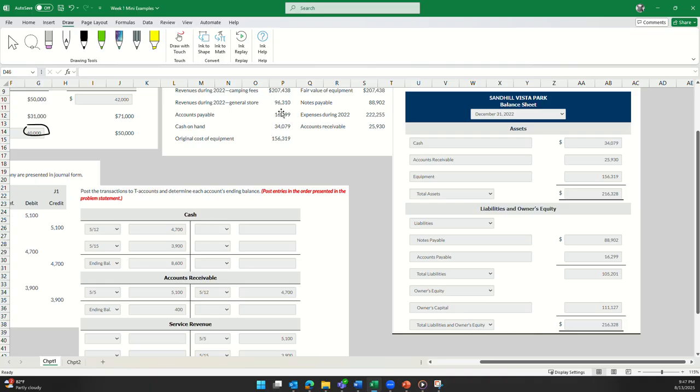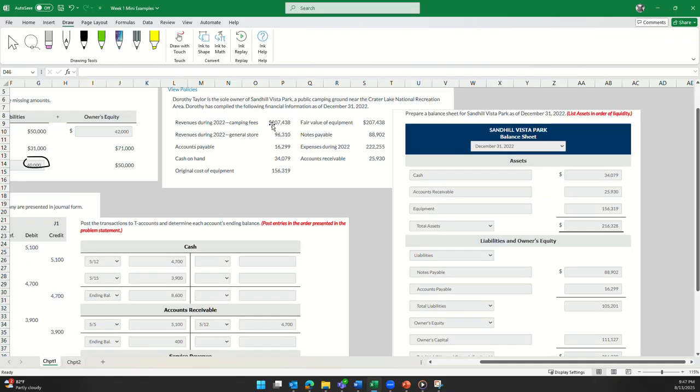It asks for the balance sheet, and notice the revenues weren't listed on the balance sheet. The fair value of the equipment is not listed here. It was the original cost that we needed to know. Expenses were not listed here. Revenues and expenses are not on it because those are income statement type items.